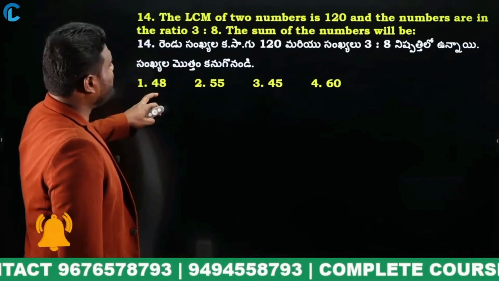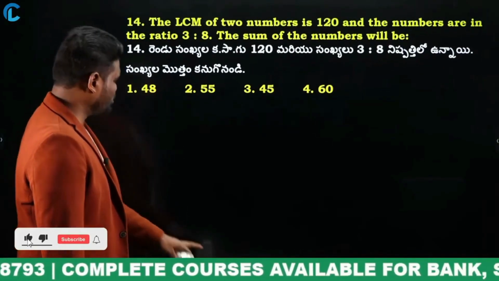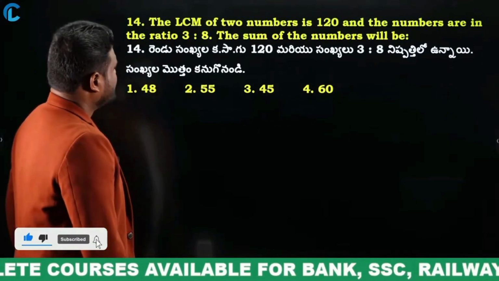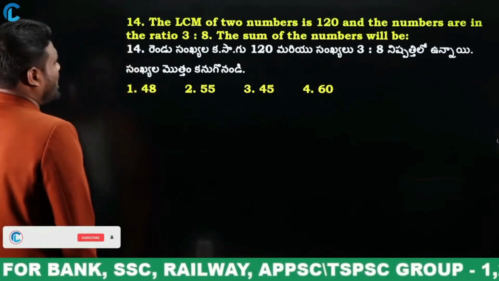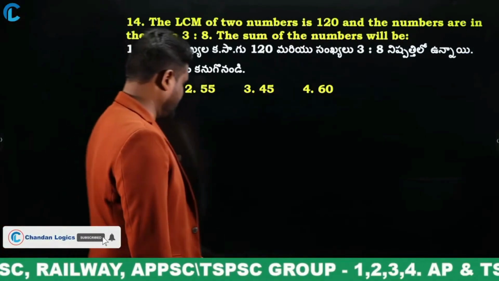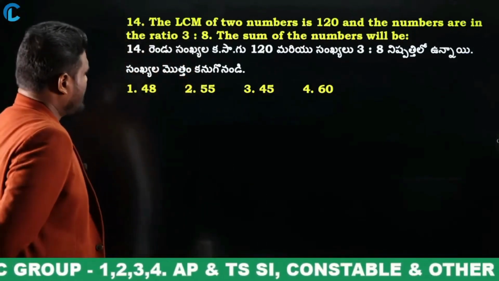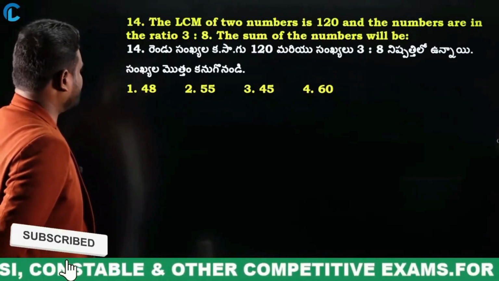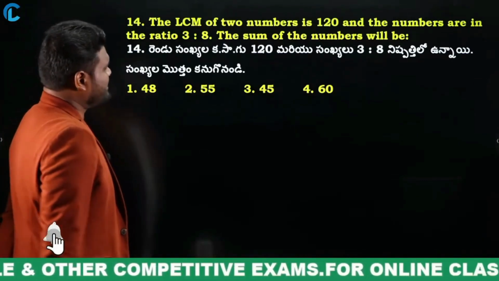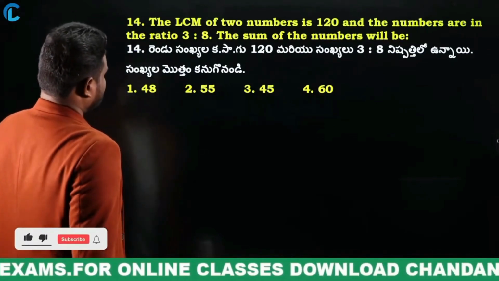Is it clear? The LCM of two numbers is 120 and the numbers are in the ratio 3:8. The sum of the numbers will be? So what are they asking us? They're asking us to find the sum of the numbers. The LCM of the numbers is given: the LCM of the numbers is 120. Okay.